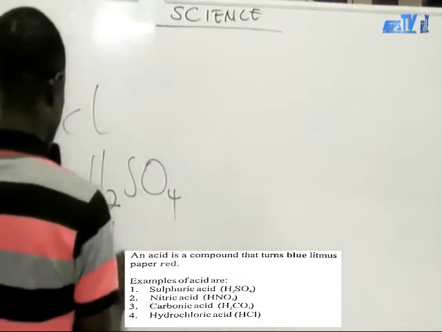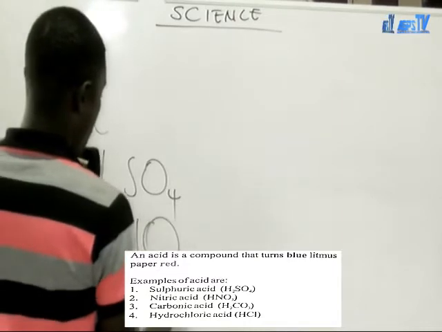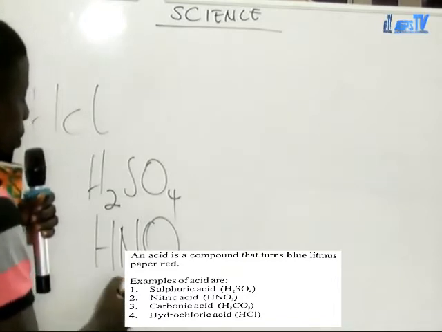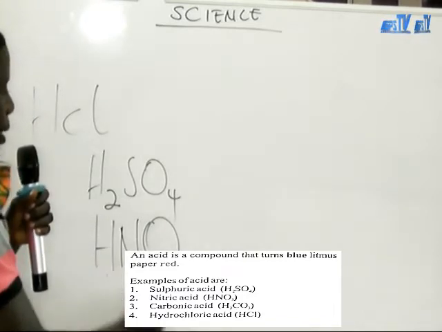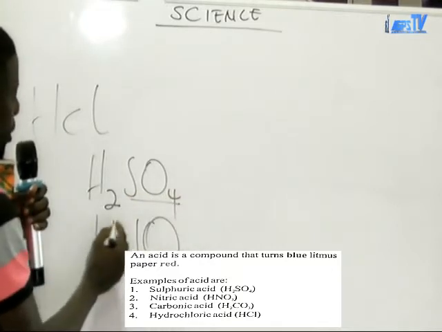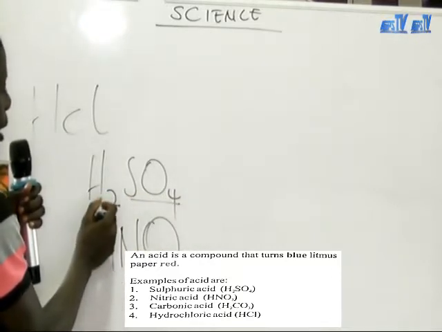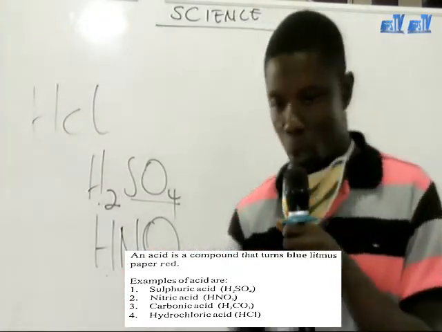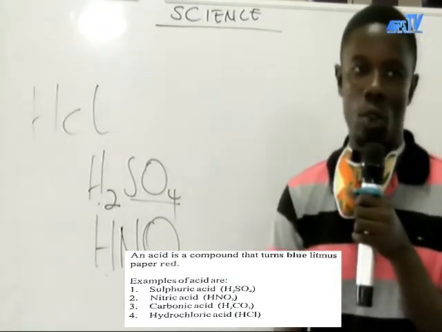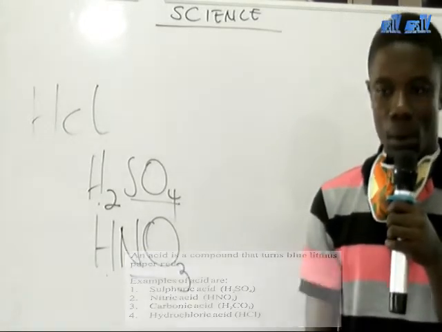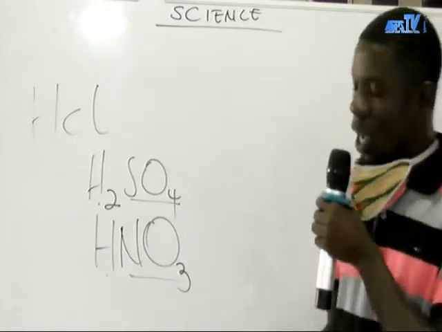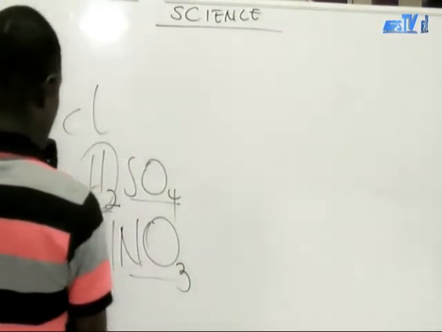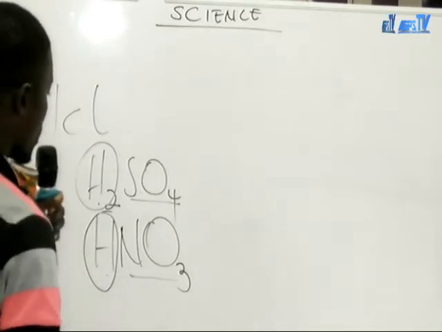So we have HNO3. This is the nitrate. So the addition of hydrogen makes it acidic. This is the sulfate. So the addition of the hydrogen makes it acidic. That is why another definition of acid is: an acid is a substance that produces hydrogen ions when dissolved in water. So we have hydrogen here, and another hydrogen here. The addition of this hydrogen makes it acidic.